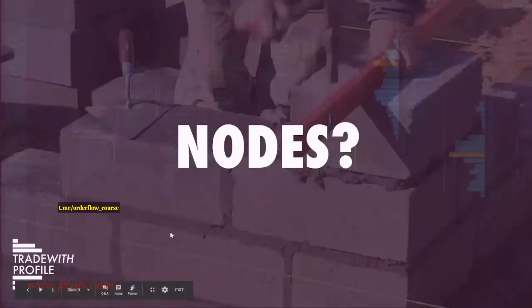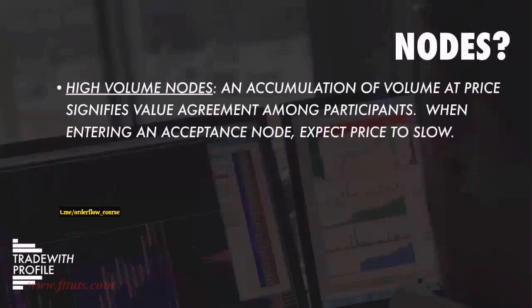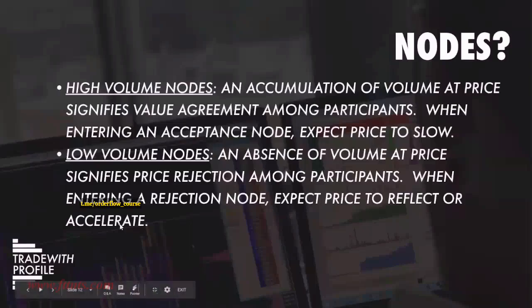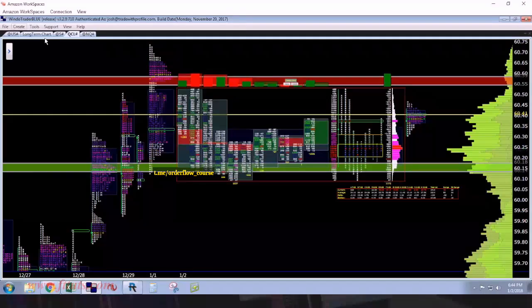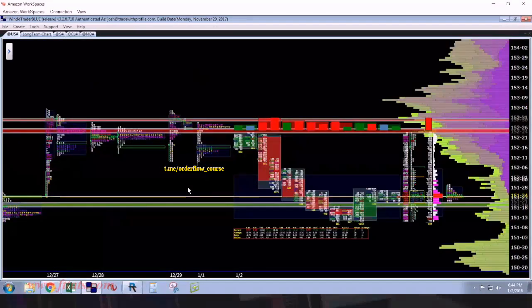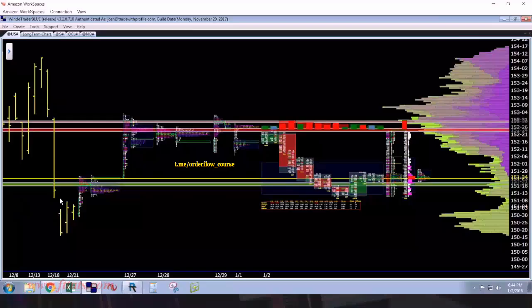Okay, nodes. We mentioned this in the last module, but we're going to talk about this a little bit more in this module. There are high volume nodes and there are low volume nodes, and this is specific to volume profile as opposed to market profile or time-based profile. The high volume node is what we call an accumulation of volume at price, which signifies value acceptance. And when we move into those areas, we typically slow as we come into them. So just to give you an idea of how this plays out.